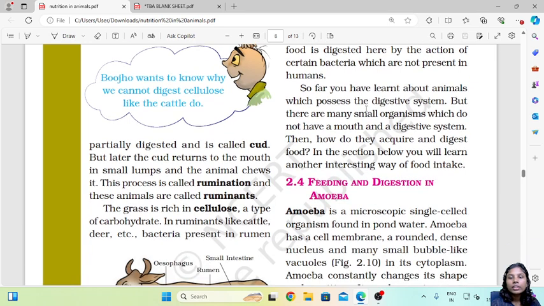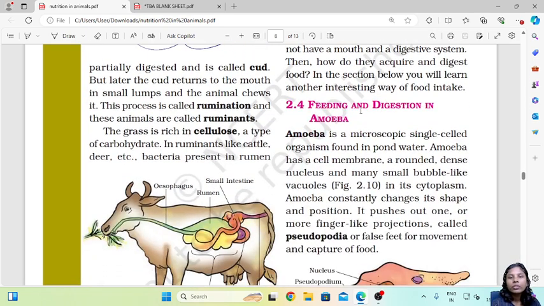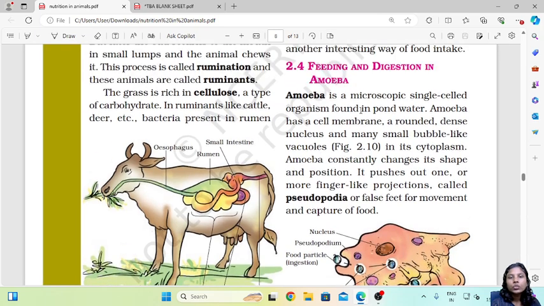So far you have learned about animals which possess the digestive system. But we also know that there are some organisms that don't have a digestive system. So what basically happens in their system? How do they digest their food? So this part we will look ahead. So, feeding and digestion in amoeba.